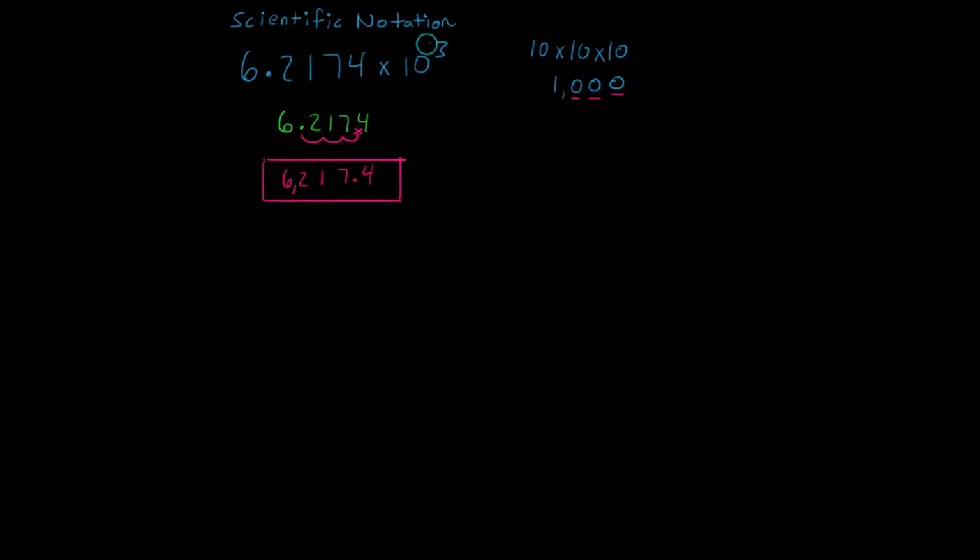We're working with scientific notation. Scientific notation is just a fancy way of taking a really long number and making it shorter. So if we're looking at this number, 6.2174 times 10 to the third power, this is written in scientific notation. Now there are some key tricks to writing numbers in scientific notation. I'm going to show you how.